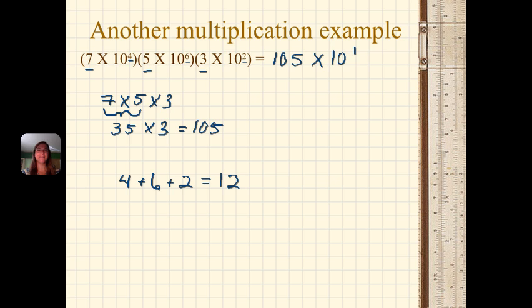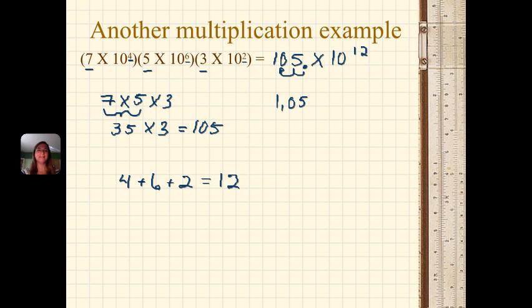What's wrong with this number? My coefficient does not reflect the rule of having a coefficient between 1 and 10 because my decimal point is way up here. So I'm going to need to move it 2 positions to the left to have a proper coefficient between 1 and 10, 1.05.